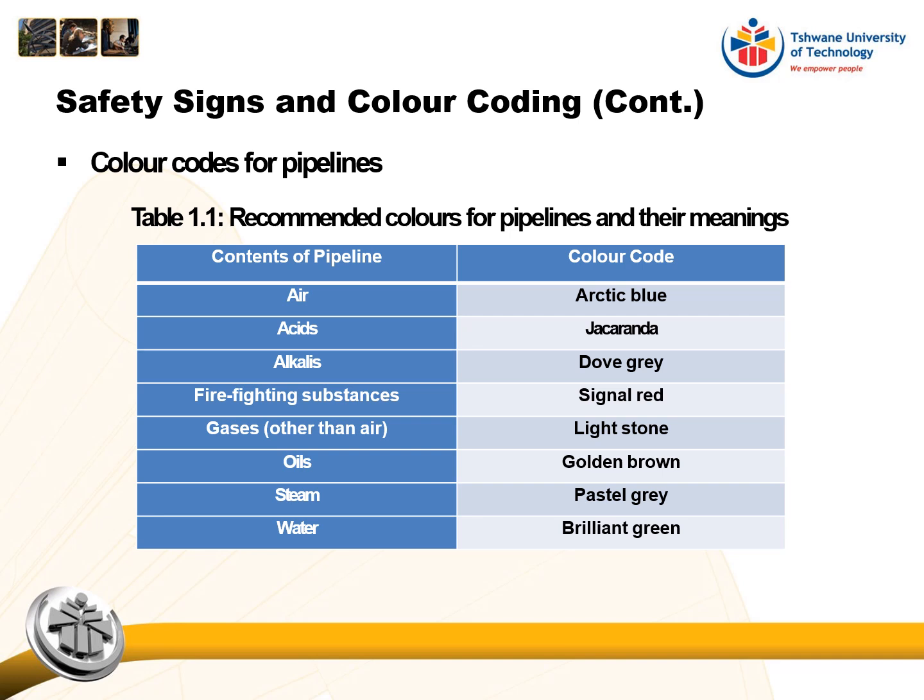If it's carrying acids, then you must use Jacaranda. If you're using alkalis, then they are dark gray. Firefighting substances, it's signal red. If your pipeline is carrying gases other than air, then it must be light stone. If it's carrying oils, then it's golden brown. If it's carrying steam, then it's pastel gray. If it's water, then it's brilliant green.